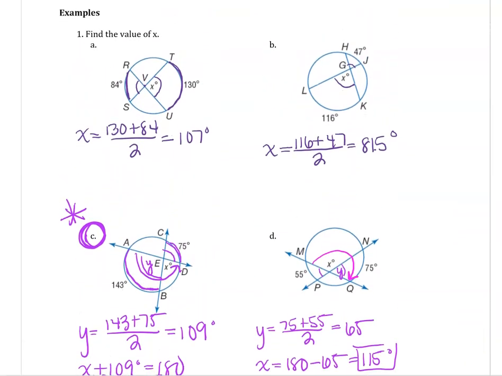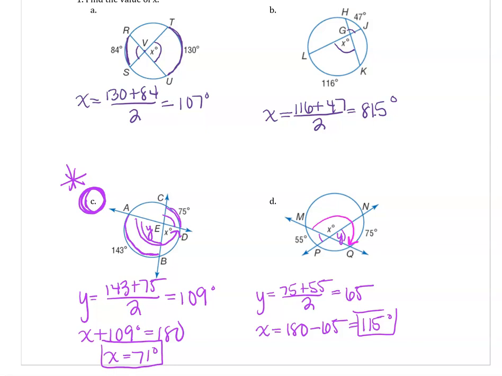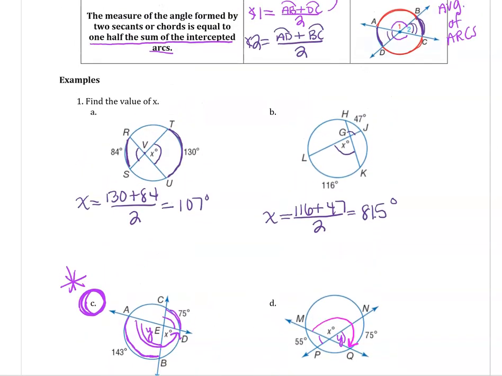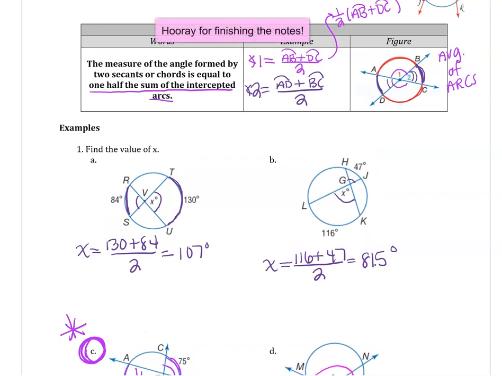And then lastly, this is the one students tend to forget about: the average of the arcs will give you the angles created by two secants. So there you have it. So that's the end of our Unit 13 notes.